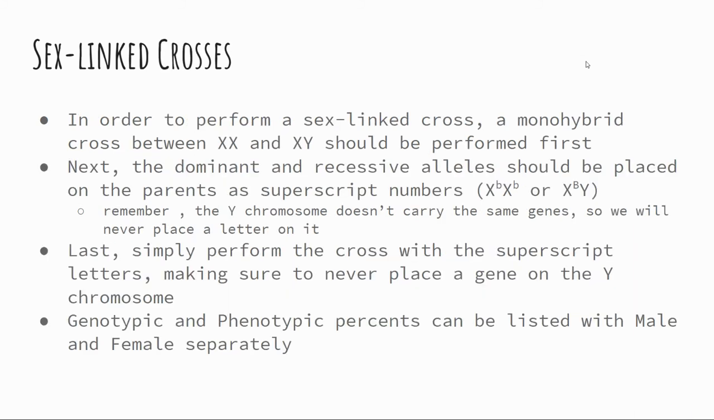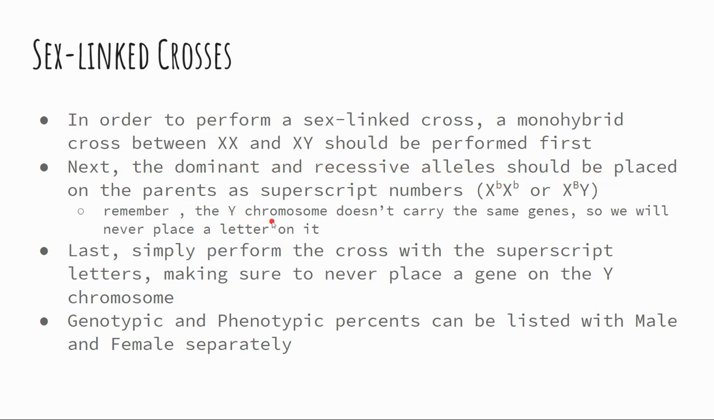Sex-linked crosses. In order to perform a sex-linked cross, a monohybrid cross between XX and XY should be performed first. If you need to remember what a monohybrid cross is, please go back in this video. Next, the dominant and recessive alleles should be placed on the parents as superscripts. Again, the lowercase b is going to be the colorblindness trait that we're using for an example here, and the capital B is the normal trait.